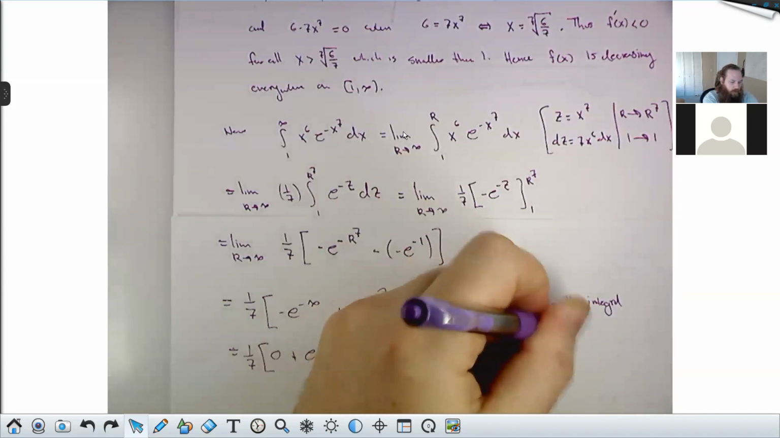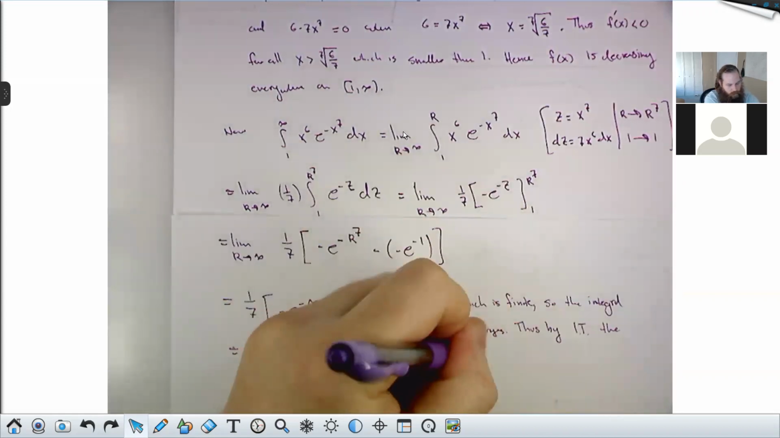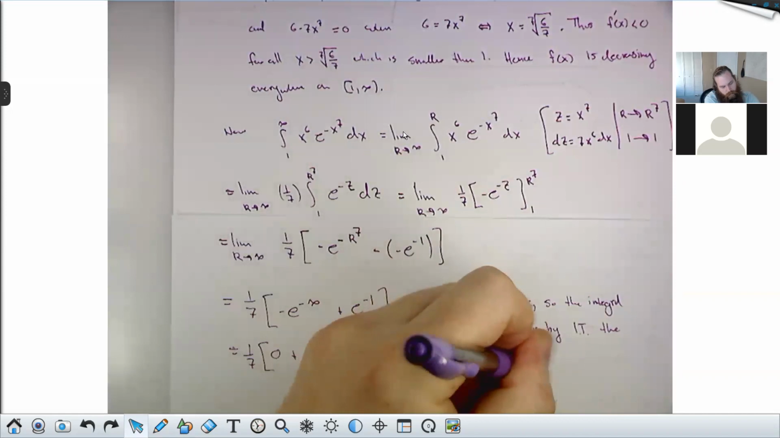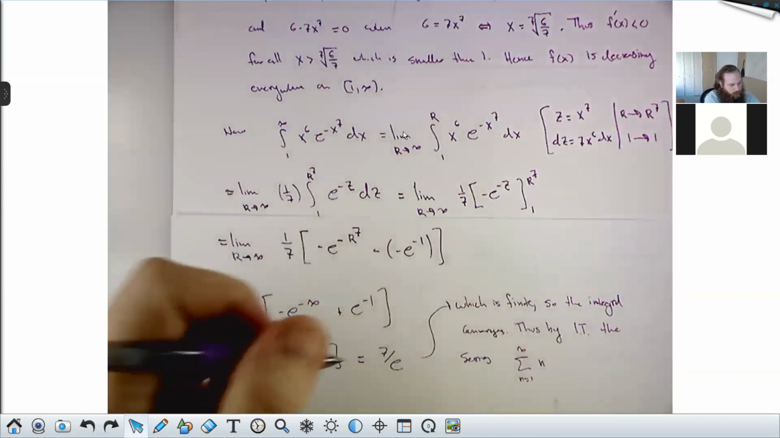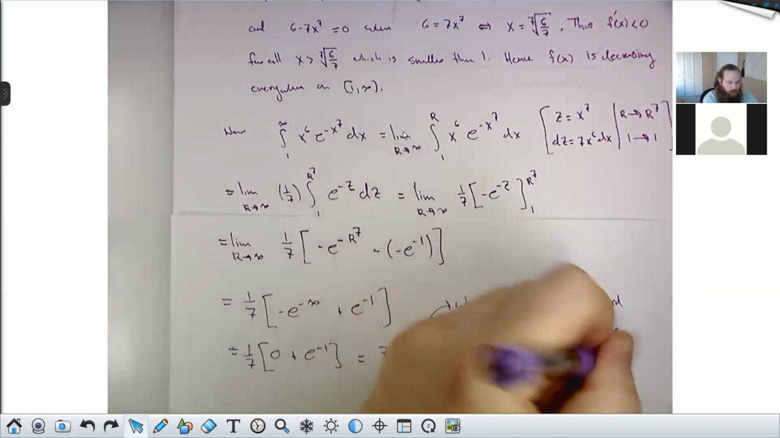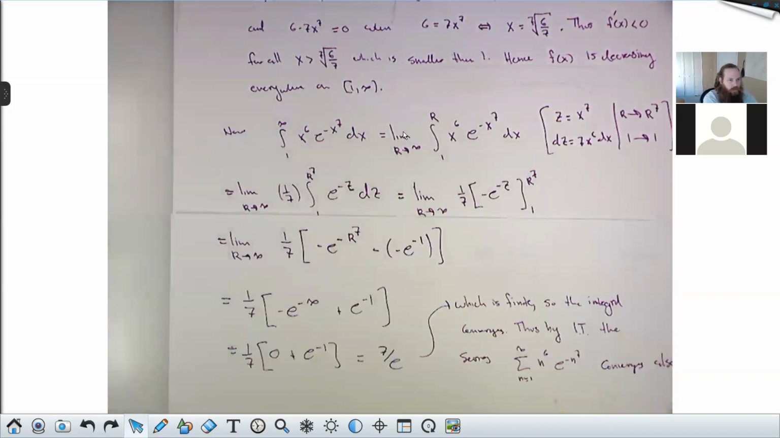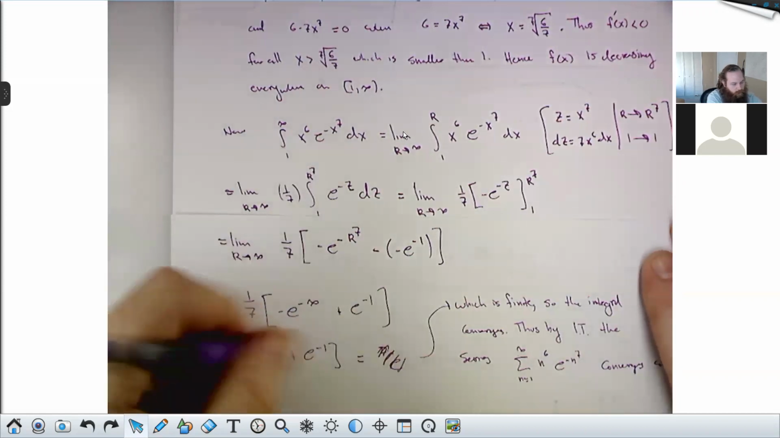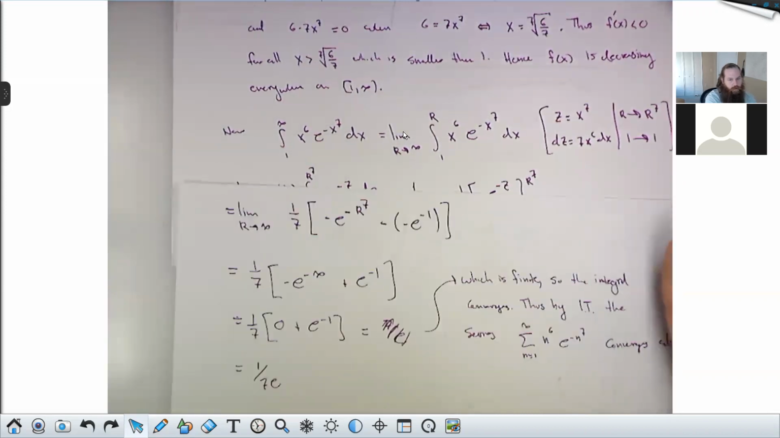Thus, by the integral test, the series converges also. What was it? n to the 6 e to the negative n to the 7. That series must also converge. Oh, it is 1/7 e. Thank you. Yeah, the 7 was downstairs, right? Sorry, so this is 1/7 e. Yeah, good eye. Thank you.